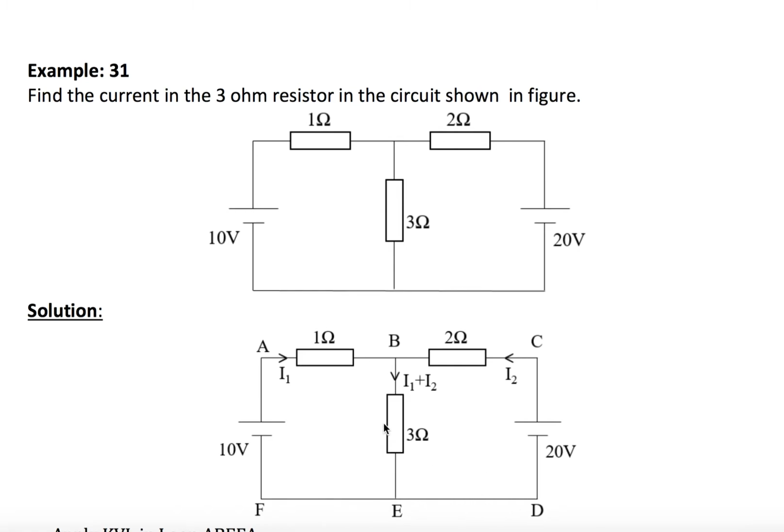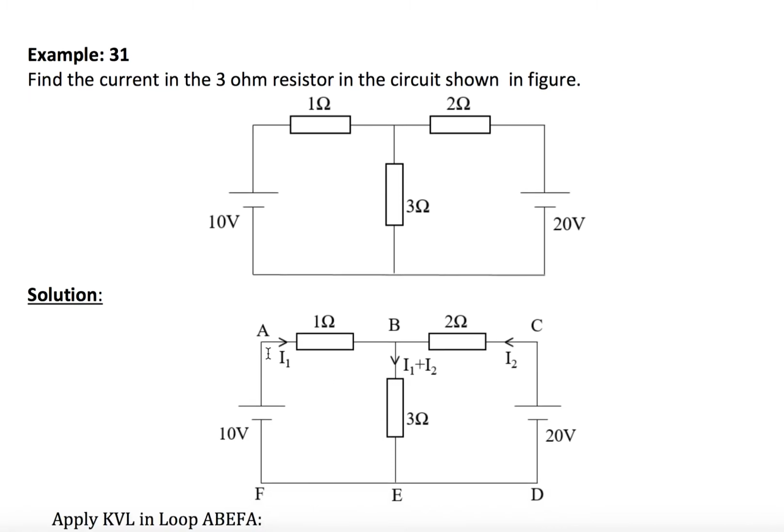Now what do you need? Current flowing here you need, right? So apply again two loop equations, again ABEFA. That is again I1 plus 3 into I1 plus I2, minus 10 equal to 0, because you encountered the negative terminal first while traversing this loop. So this equation can be simplified, isn't it? Yes, I hope so.